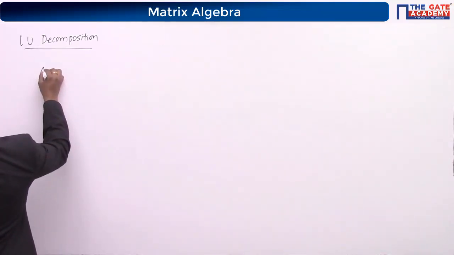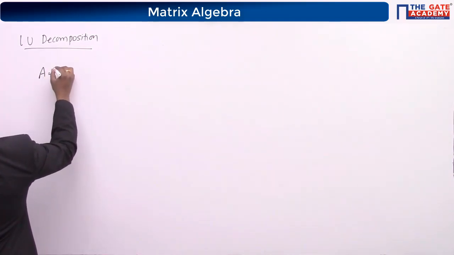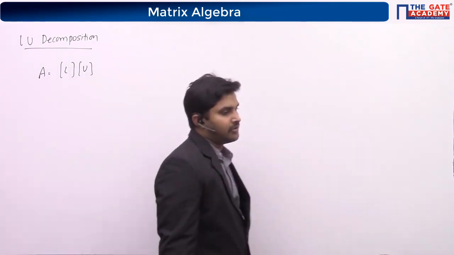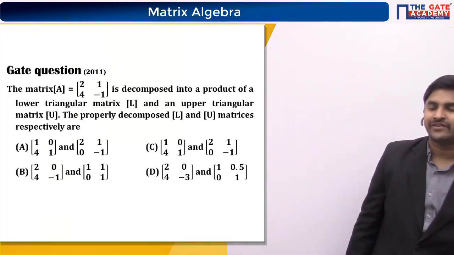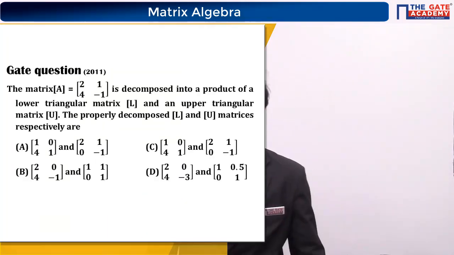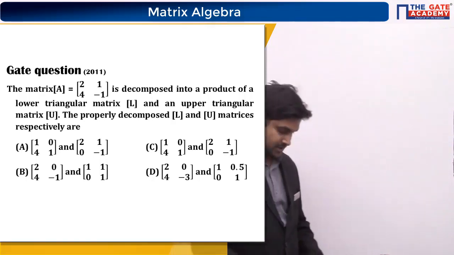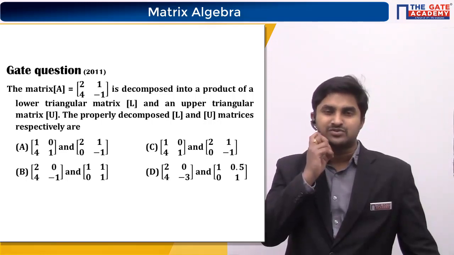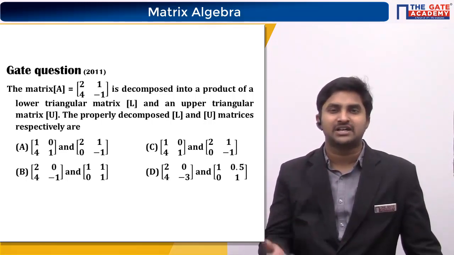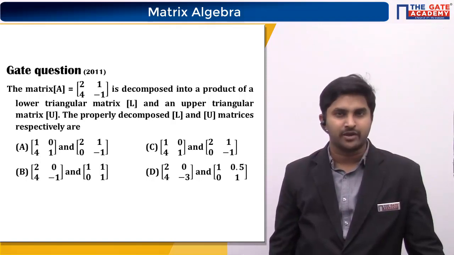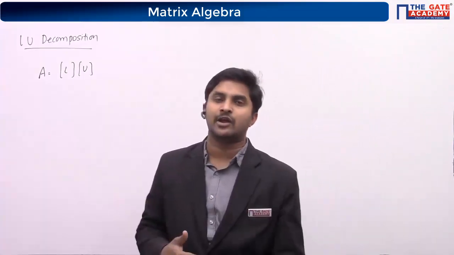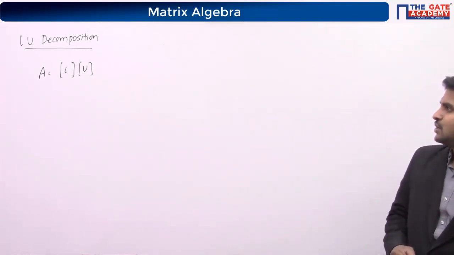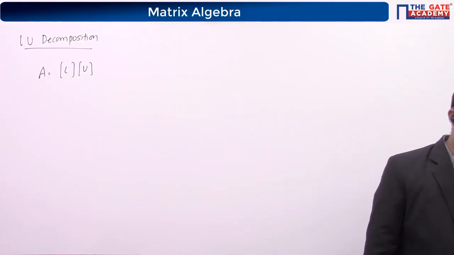So it is already given in the question that we can write the matrix A as L and U, where L is the lower triangular matrix. I think we have discussed in the last class what a lower triangular matrix is. If all the elements above the principal diagonal are equal to 0, we call it a lower triangular matrix, otherwise it is an upper triangular matrix. If all the elements below the principal diagonal are equal to 0, we call it an upper triangular matrix. So now you have L and U.